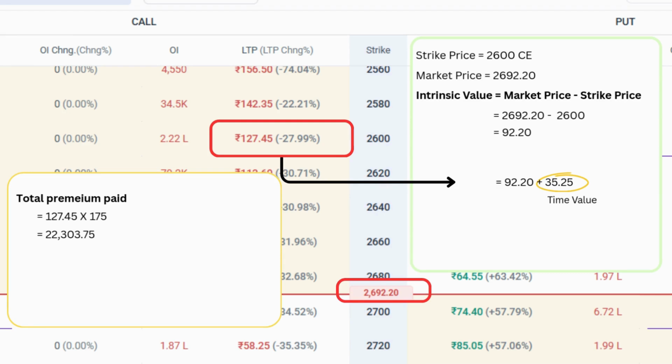For this 2,600 call, your break-even at expiry would be the strike price plus the premium paid. So when 127 rupees and 45 paise is added to 2,600 rupees, the break-even price becomes 2,727 rupees and 45 paise. So even though the option already has intrinsic value, you need price to go above 2,727 rupees and 45 paise at expiry to make net profit.